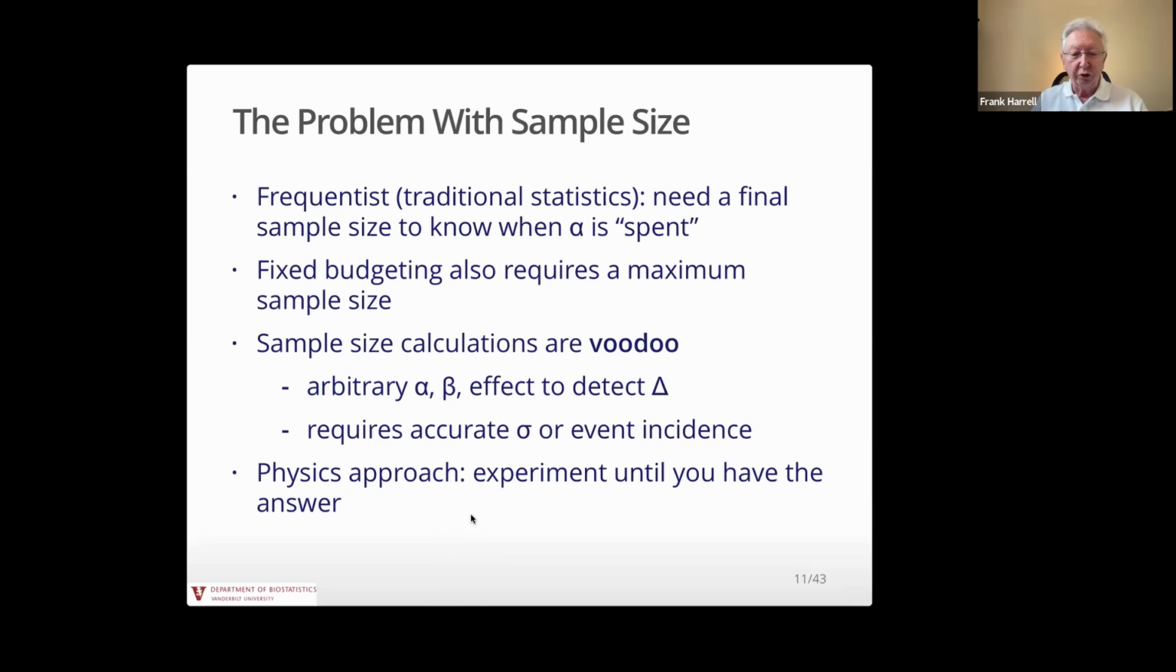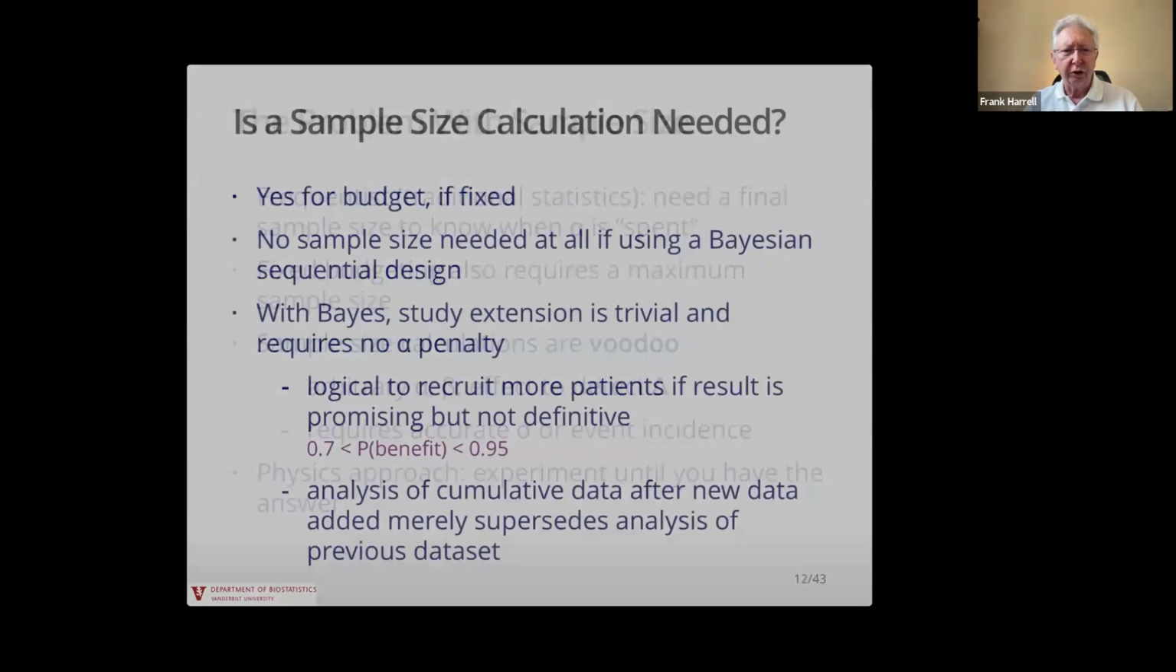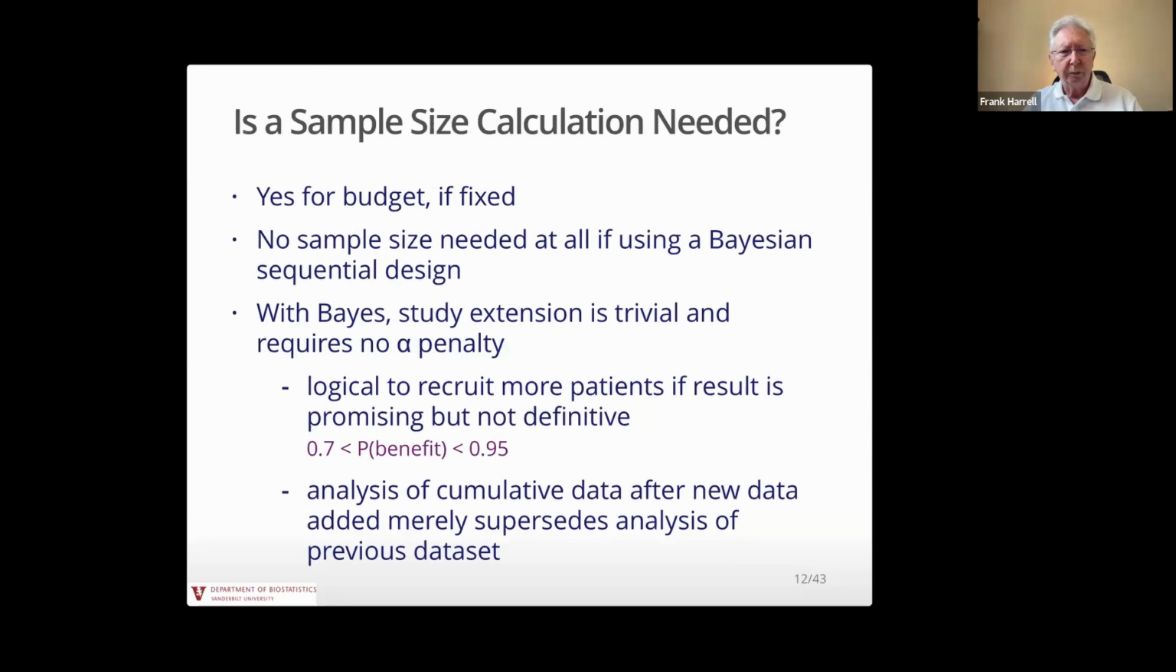Whereas the physics approach just says, we don't know all this stuff. Why are we basing a design on things that we don't know? Why don't we just experiment until we have an answer that is helpful? If you're using a Bayesian sequential design, you don't even need a sample size calculation. Now, most people would want to know an average sample size so they could calculate an average budget. But there's nothing in the Bayesian approach that would make you calculate a sample size. So you can be very much like a physicist.